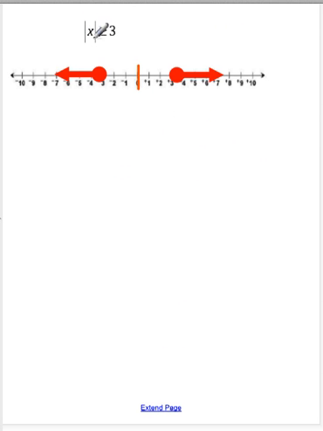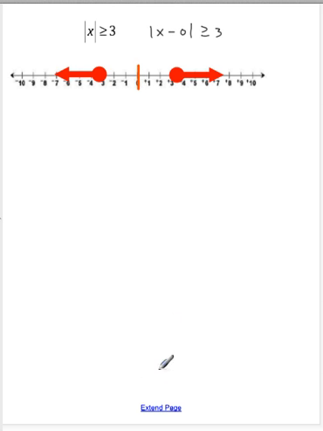So here we've got the absolute value of x is greater than or equal to 3. And again, remember, we can think of that as the absolute value of x minus 0 is greater than or equal to 3. Because we're talking about all of the points on the number line that are more than or equal to 3 points away from 0. Well, 4 is more than 3 points away from 0. 5 is more than 3 points away. So it's all of these and all of these.